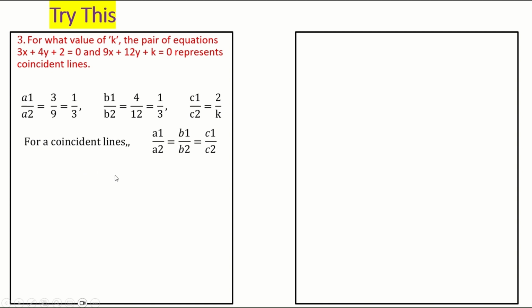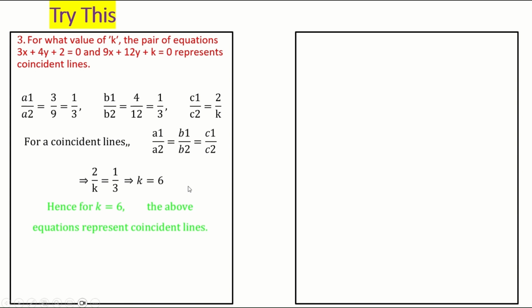So for coincident lines, all ratios should be equal, which means 2 by k should be equal to 1 by 3, or k equal to 6. So for k equal to 6, the above equations represent coincident lines. Next.